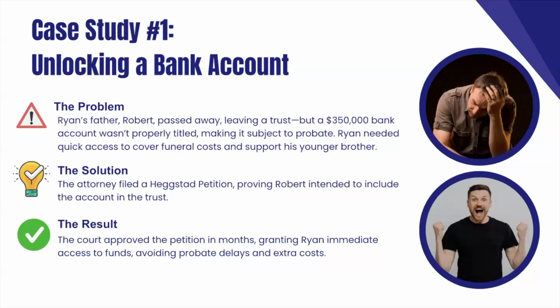But so here in my example, the problem was $350,000 bank account wasn't properly titled. Now it's in probate. However, Ryan needs to get quick access to it to cover funeral costs and support his younger brother. Yeah, funeral costs, no joke. Mom and dad want to be buried. There's a burial. We're talking 30 grand plus here for the whole kit and caboodle. Guess who pays that out of pocket?